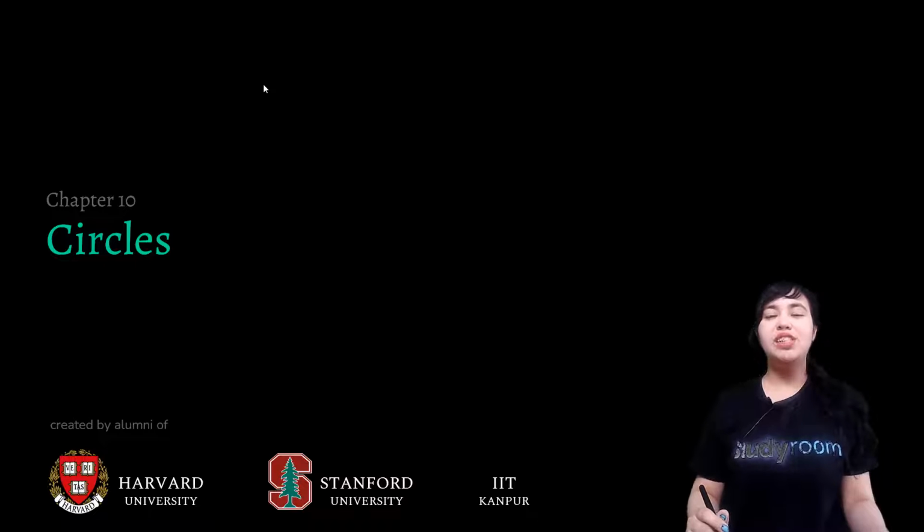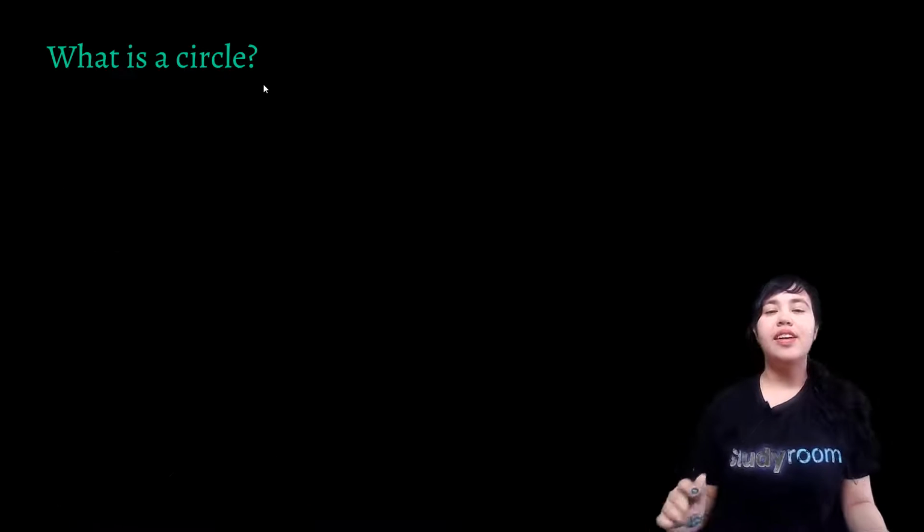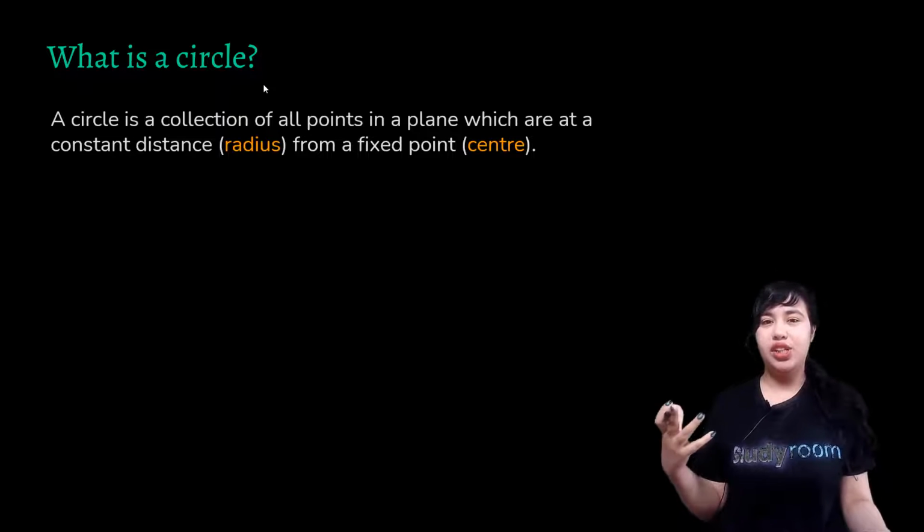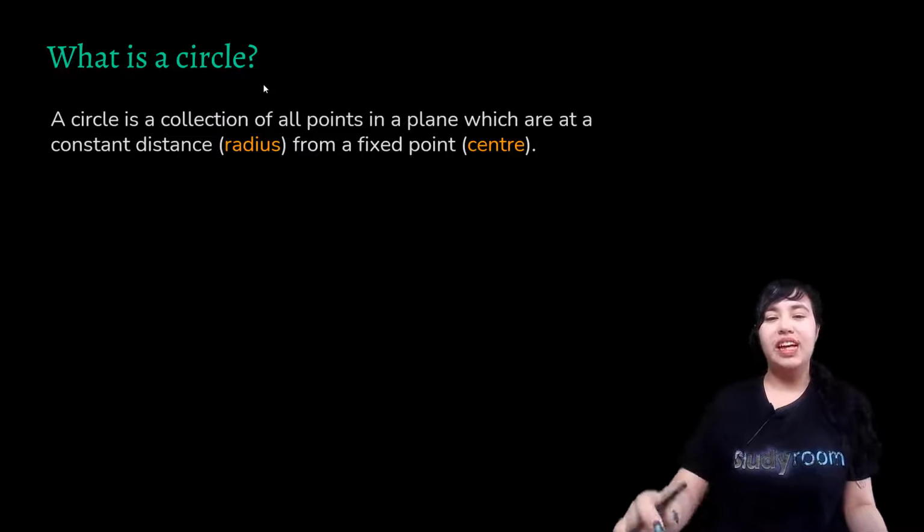Today we will be doing chapter 10, which is circles. So what is a circle? I'm sure you all know by now how to identify a circle. A circle is a collection of all points in a plane. By plane, we refer to a two-dimensional shape. So a circle is a 2D figure.